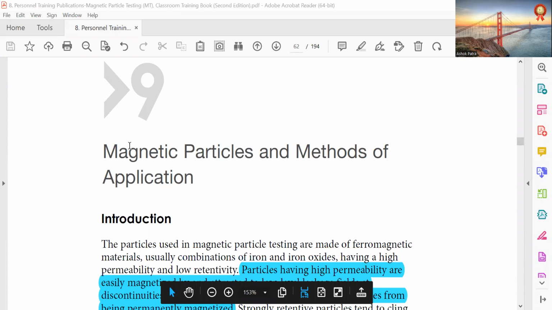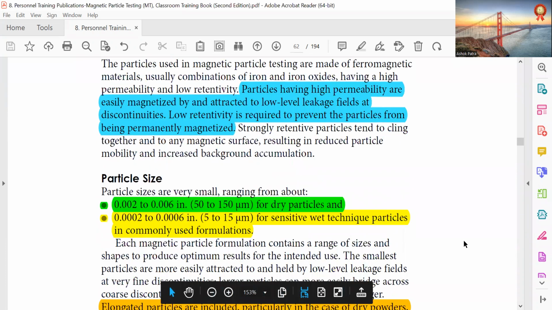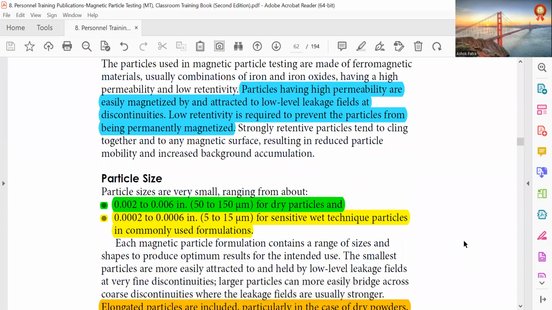Good morning, friends. So we'll start chapter 9, Magnetic Particle and Methods of Application, Introduction. Particles having high permeability are easily magnetized by and attracted to low-level leakage fields at discontinuities. Low retentivity is required to prevent the particle from being permanently magnetized.